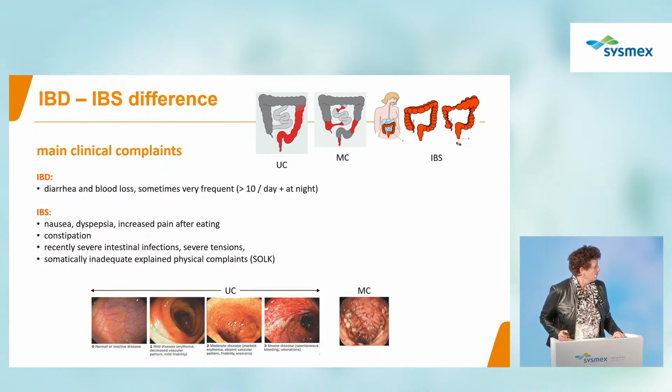So what complaints do you have? You have different complaints in inflammatory bowel disease and in spastic colon disease. In IBD you have mostly diarrhea, blood loss, and sometimes it is very frequent that you have to go to the toilet. In IBS you have nausea, and mostly you have constipation. That's a big difference between those two. And recently you have also infections and severe tensions, and in the Netherlands we also use the Rome criteria.